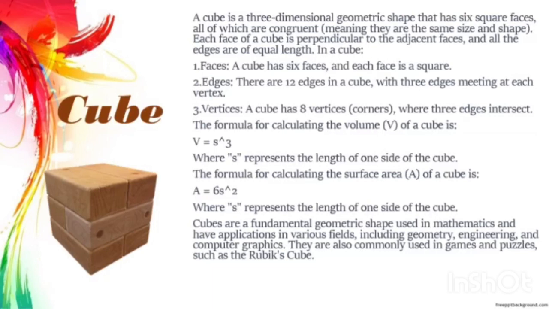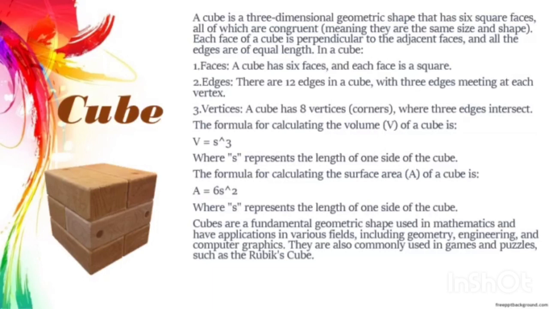In a cube, faces. A cube has 6 faces, and each face is a square. Edges. There are 12 edges in a cube, with 3 edges meeting at each vertex. Vertices. A cube has 8 vertices, corners, where 3 edges intersect.